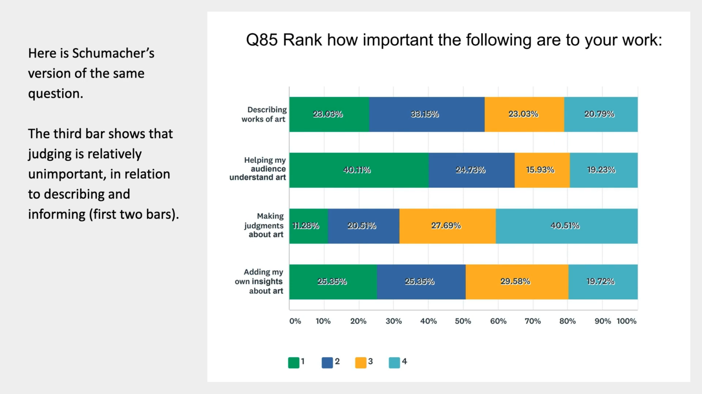In Schumacher's survey, here's the analogous question, the corresponding question. And the question is, rank how important the following are to your work. And the third bar shows that judging is relatively unimportant in relation to describing and informing, which are the first two bars.